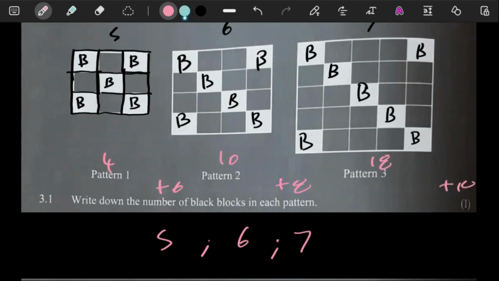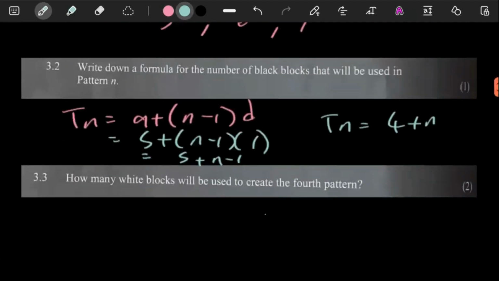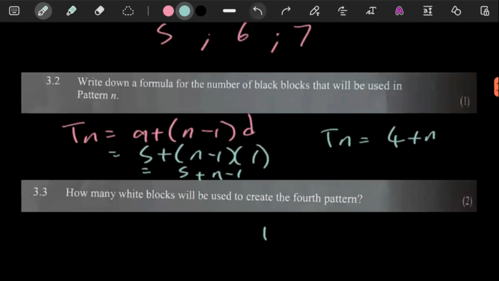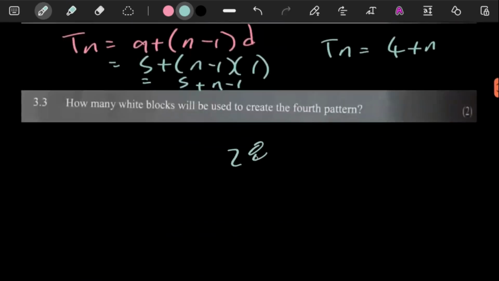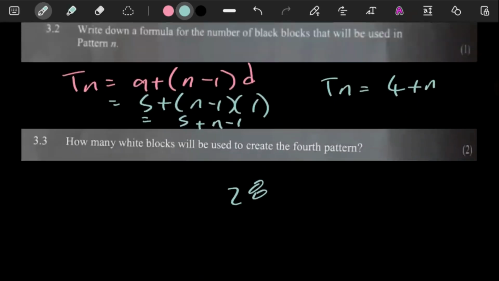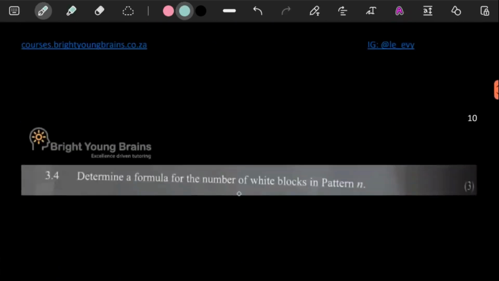That's an assumption because it looks as though these differences have a second common difference. If you add 10 to 18, that gives you 28. Let's say 28, because it looks like what we're dealing with for the white blocks is a quadratic sequence. It says determine the formula for the number of white blocks.